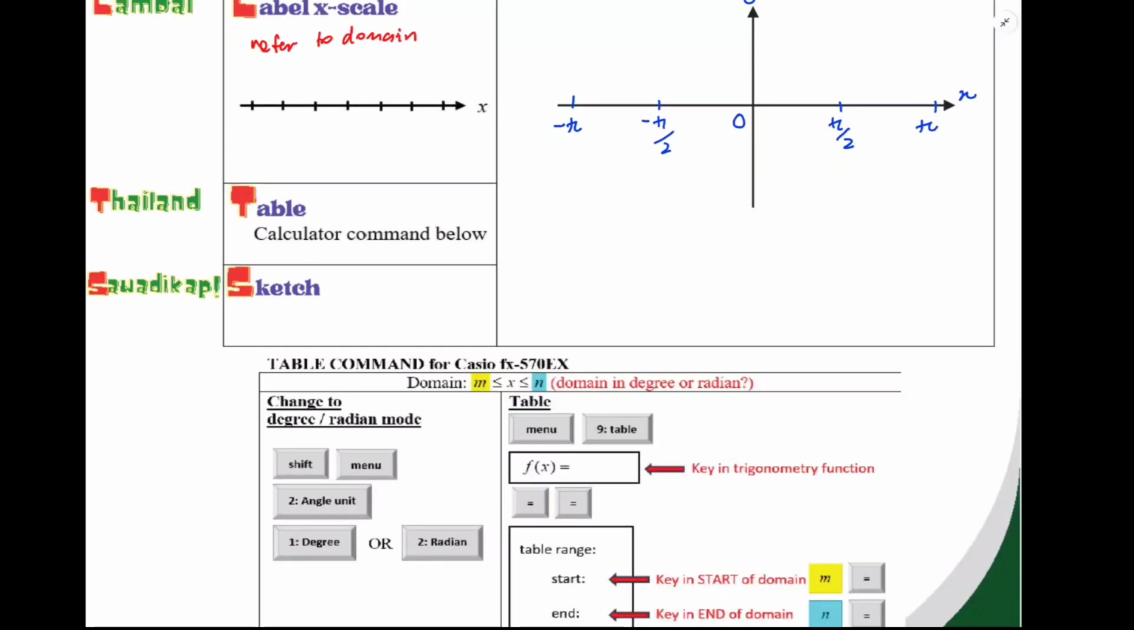The next step is to use the table. So what is the table? If you own the Casio FX570EX calculator or anything similar, please use this step.